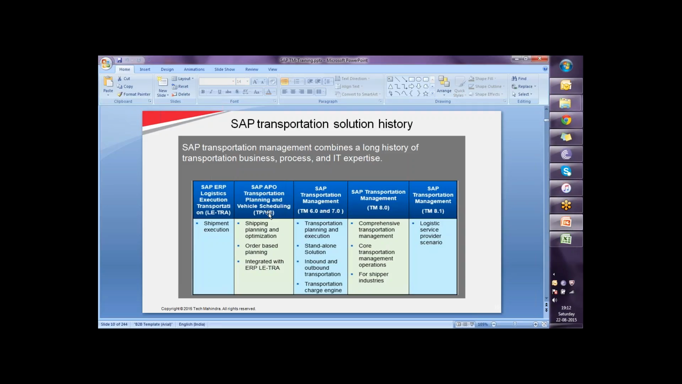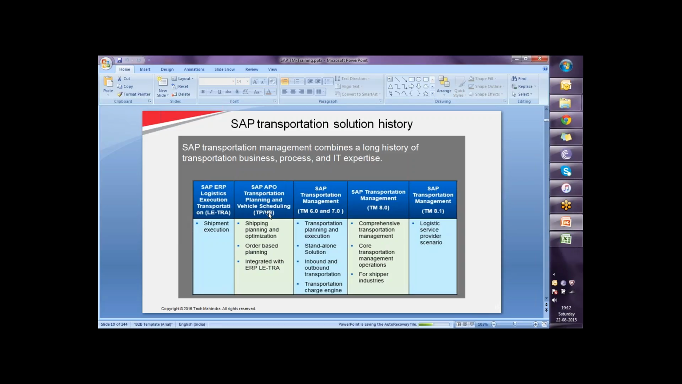So TPVS used to plan all the activities around it, and for the execution they started relying on Elytra. So it was a composite solution SAP used to offer, but that was not self-sufficient because customers ended up paying for two systems. They don't want an install base for two systems. They wanted one system which can perform everything. So TM 6.0 came into the picture.